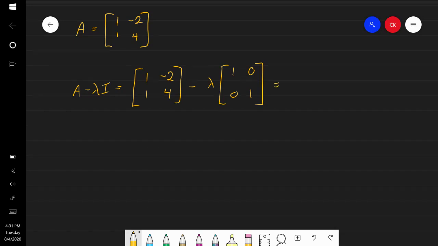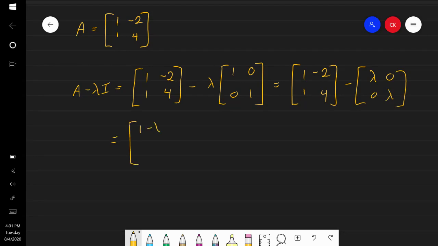And I'm writing out more steps than I need to here, really, but I want to make sure that it's perfectly clear where all of this is coming from. When we're done with this, we will be able to just jump right to our A minus lambda I form each time. So we'll multiply in our lambda times I. And now we can make the subtraction. So A minus lambda I is going to be 1 minus lambda, minus 2, 1, and 4 minus lambda.